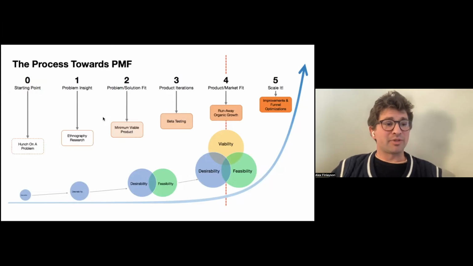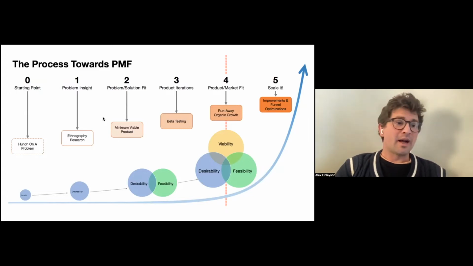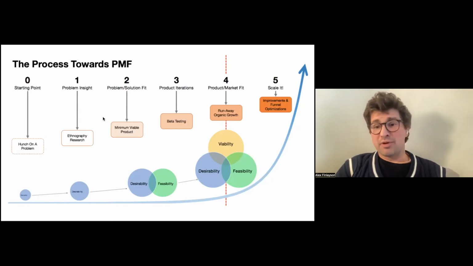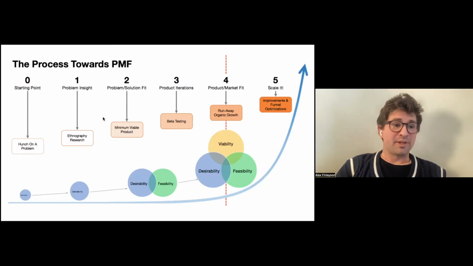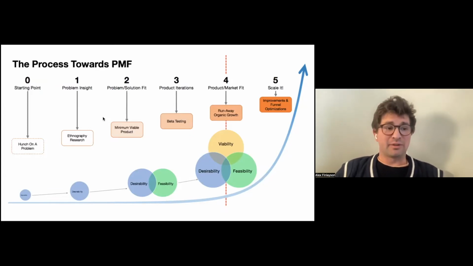So you get to problem solution fit, and then the next thing you do is product iterations, testing with users, making the product a bit different, taking a bunch of feedback, and then at some point you've got a product that's useful enough that somebody would pay for it. At that point you might say you've nailed desirability, somebody wants it, feasibility, you can build it, and viability, somebody will pay for it. And at that point, you've got what might be called product market fit.